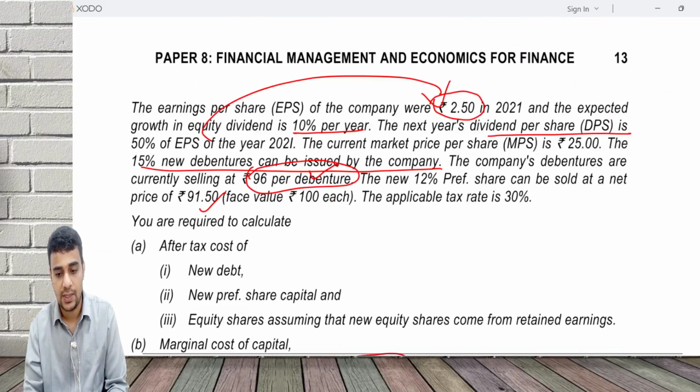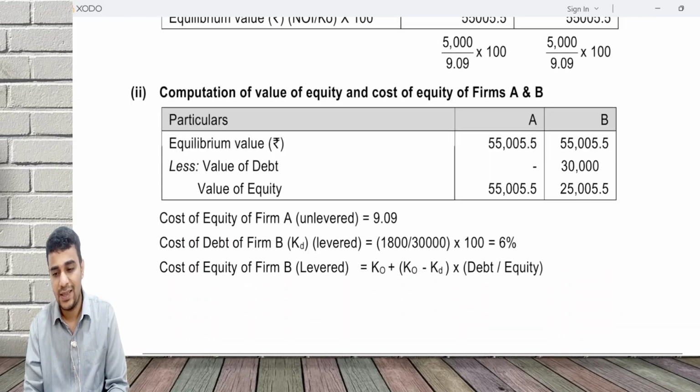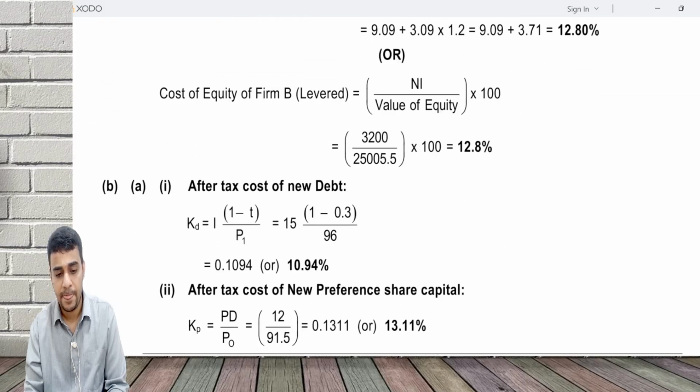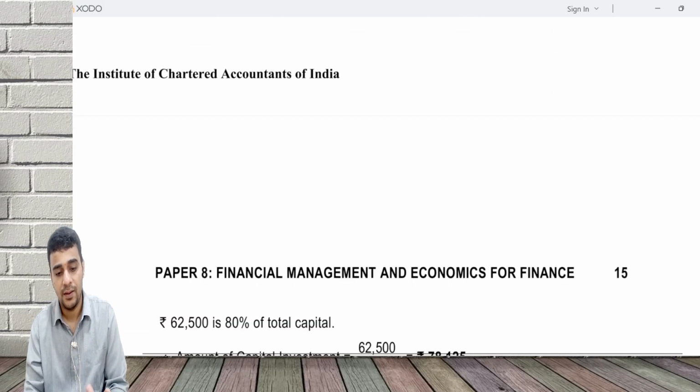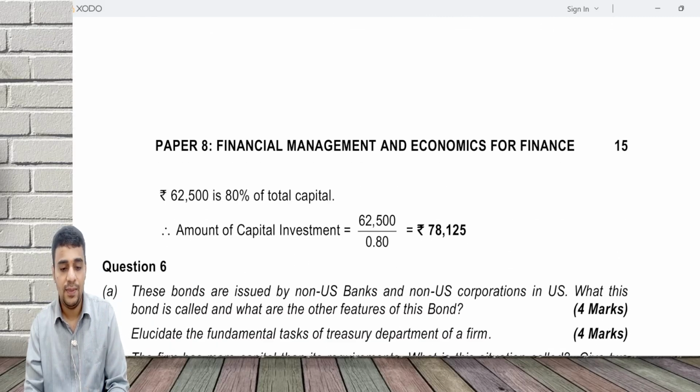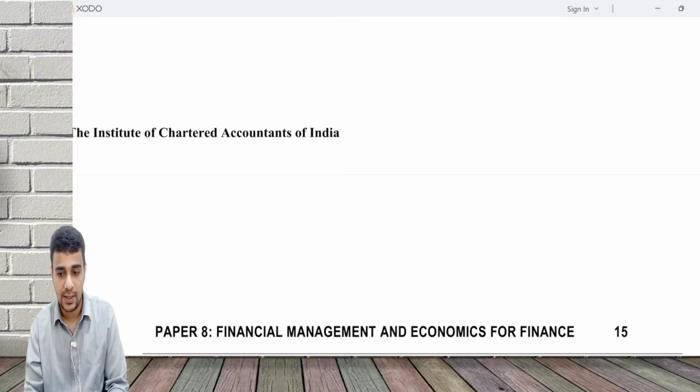Let's check the solution as well. You get the same answer, 55,000, 25,000. Sometimes I say the solution can have some deviation. 14.3, 78,125. Theory questions I'm not discussing. You can just refer to that.